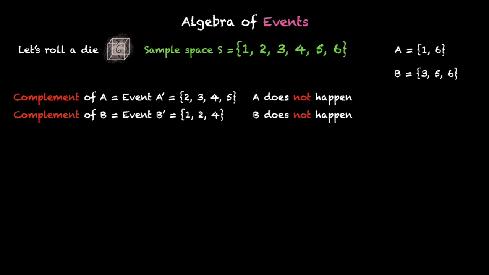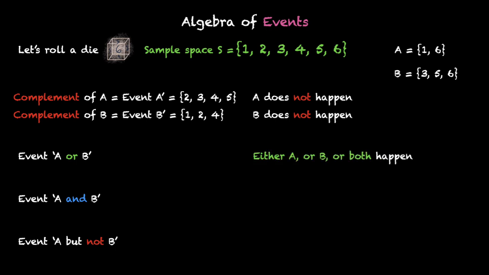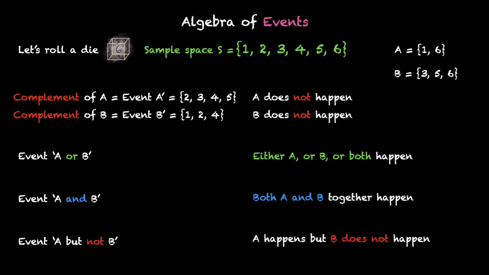Let's look at a few other cases. What about event A or B? What about event A and B? And what about event A but not B? Now, or, and, but not, these are again English words, and I encourage you to pause the video and think about these events. Now, A or B means either A or B or both have happened. Again, A and B means both A and B have to happen together. And A but not B, that means event A has happened but B does not happen.